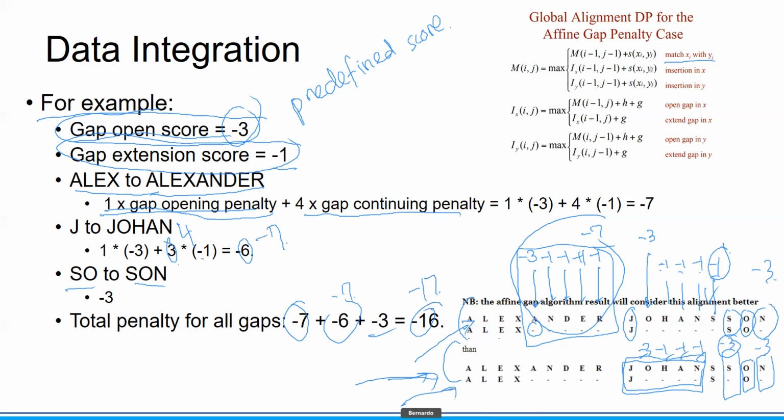But what about this one? We have -7 for this one, and then -3, -1, -1, -1, so we have -6, and then we have -3 and another -3. So we have -6, then -12, and -12 plus -7 means -19. Now of course this one is better than this one.